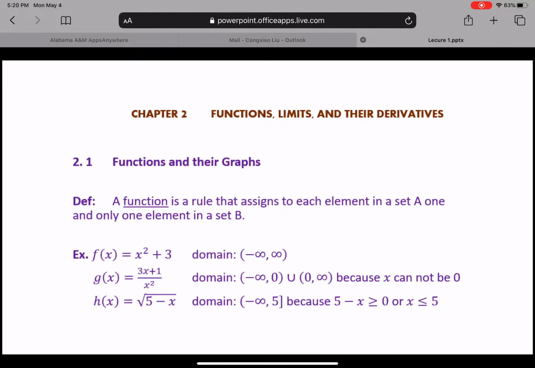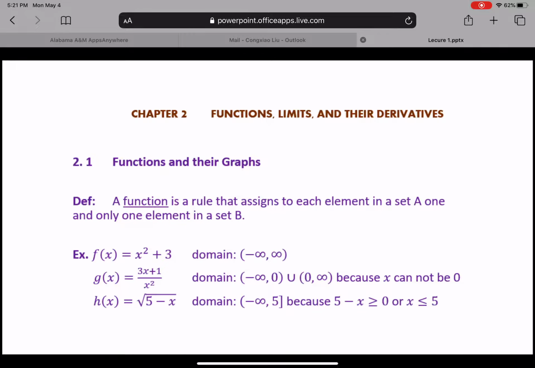For example, if f of x equals x squared plus 3, then we set a rule between x and y, and we call it a quadratic function. It is one type of polynomial. One of the important things about functions is the domain. The domain is all the numbers in set A, in short. So for this example, since there's no restriction on the x values, the domain will be all real numbers.